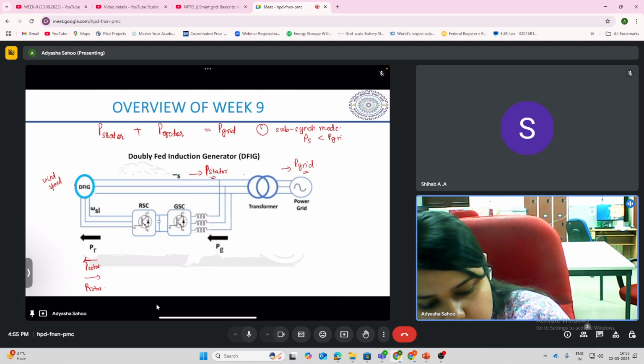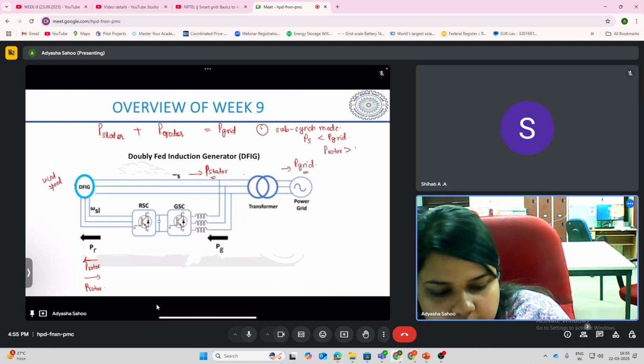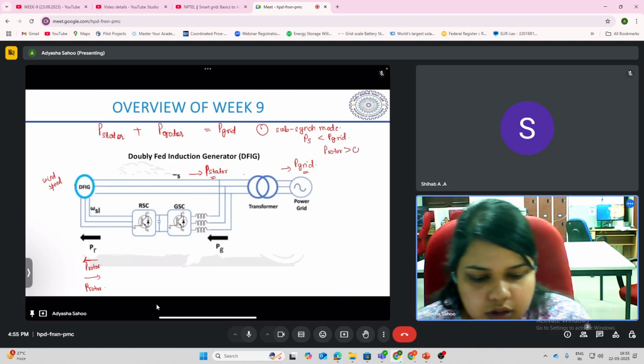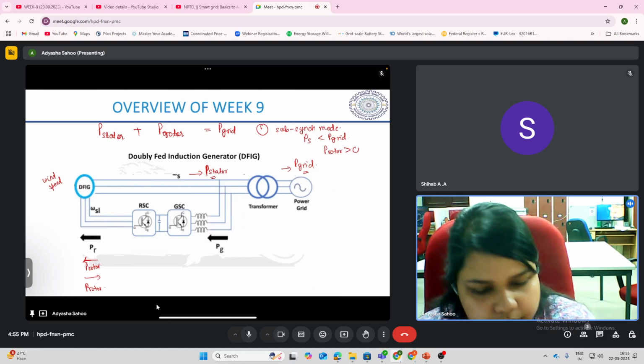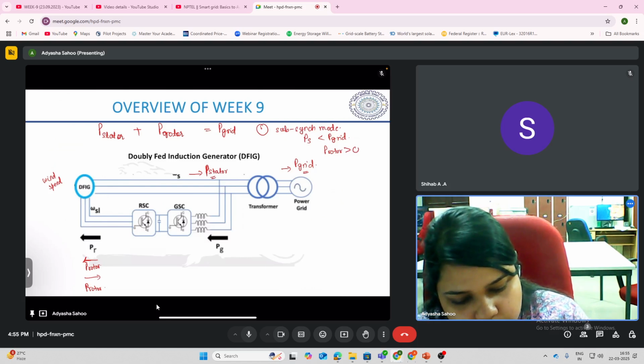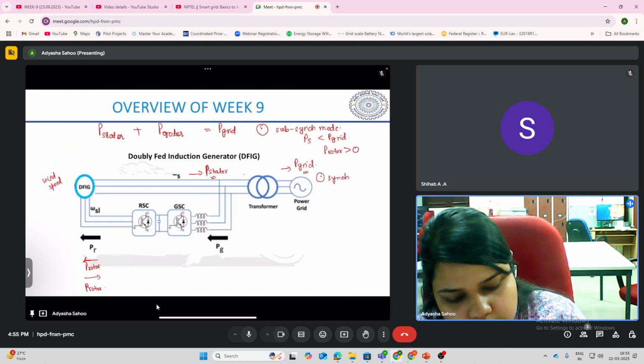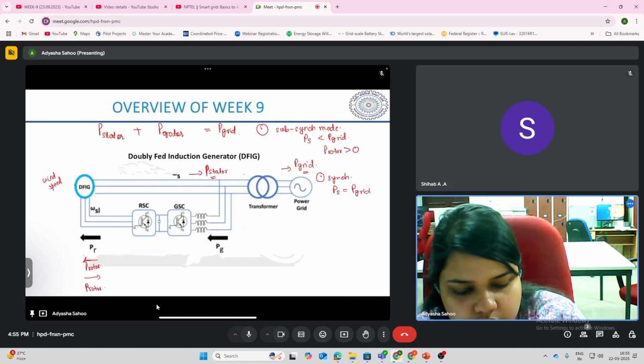So in that case, your P rotor will be greater than zero or it will be positive so that the sum of stator and rotor power is equal to the P grid. And in synchronous mode, what happens is your stator power is exactly equal to the grid power so that the rotor power is zero.